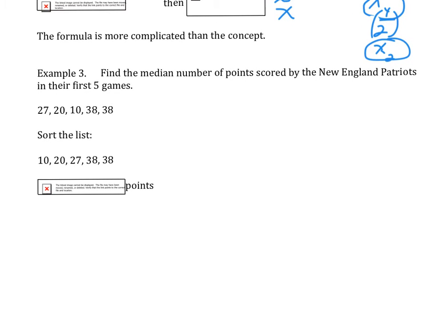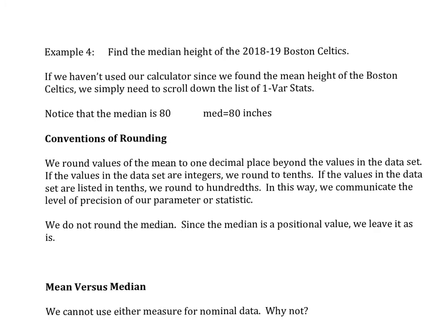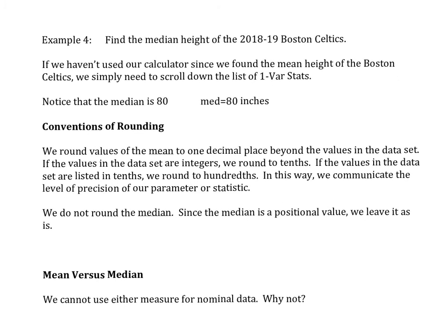Okay, and on to the example here. Very important when you find the median, you have to have them sorted, either least to greatest, or greatest to least. And in this case, if you did that, the 27 would be in the middle. All right, moving on. You've already put the Boston Celtics heights in your graphing calculator, so if you scroll down a little bit lower on your screen, you should be able to see the median is 80.